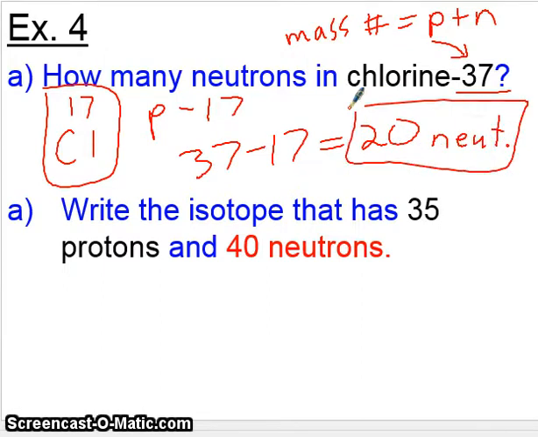And this is the answer. Again, because this number is simply the total of protons and neutrons. Subtract away the protons, you get the neutrons.